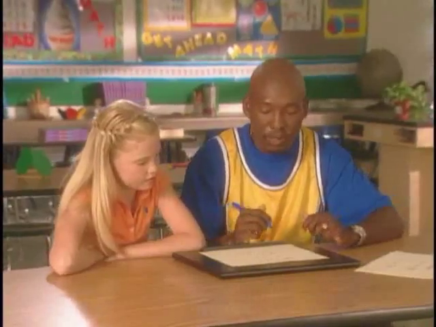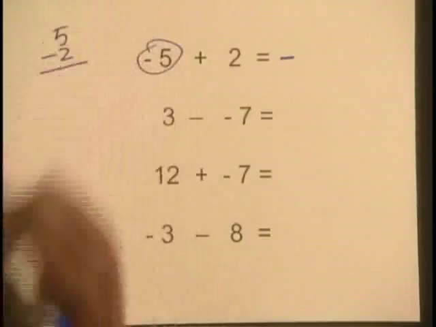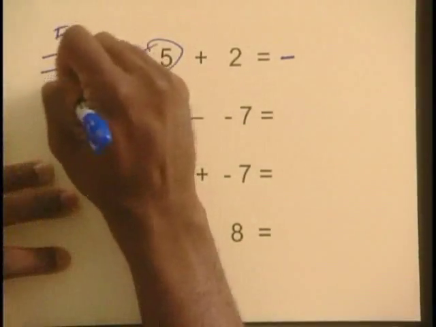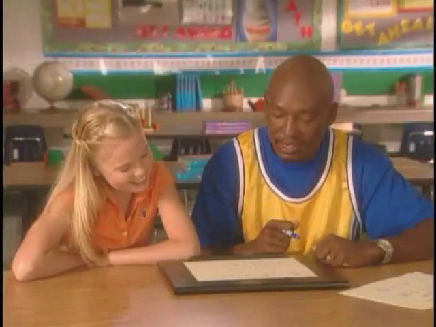And now to determine what it is, it's real simple. You take the big number minus the small number. So 5 minus 2 gives us what? 3. So the answer would be negative 3. Perfect.